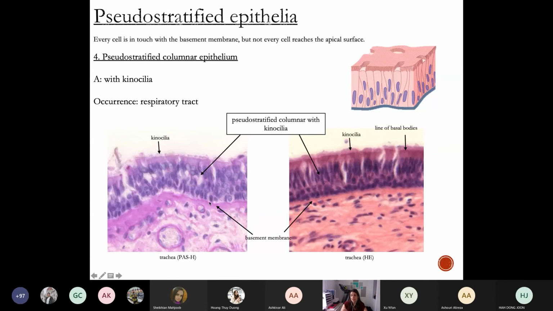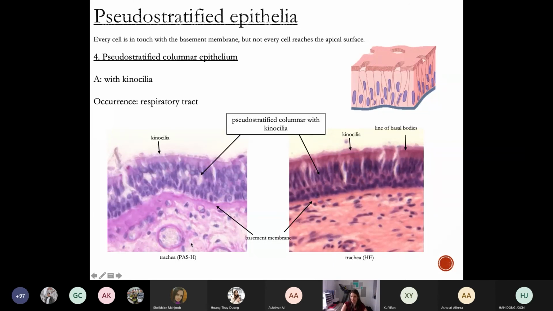Actually, these are the cells which serve as stem cells. They have a very high mitotic activity. They divide a lot and very frequently, and these will replace the cells above which already die. So these cells serve as a stem cell layer, and these are usually more cuboidal, having a round nucleus.